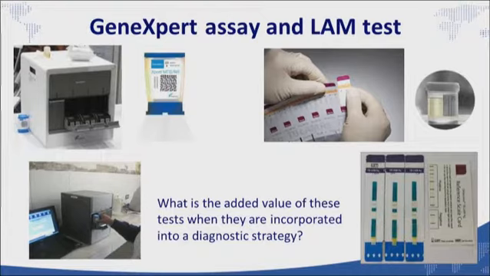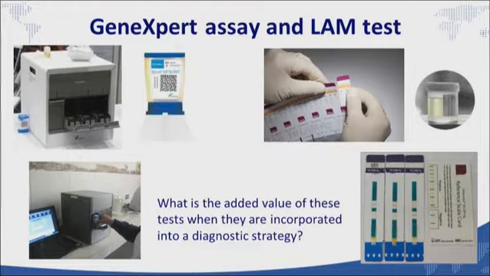And the LAM test is on the right side of the slide. You can see it's a point-of-care test, so it is a strip. You take your urine sample, you put a drop in the strip, and then you can read the result through a band, and with a reference card, you can see the intensity of the band.